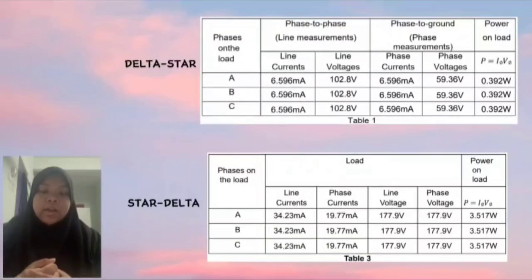Other than that, we can see that delta star connection has a neutral on the star side, but for star delta connection, we can see there is no neutral on the delta side. The delta star is used when you want to step down voltage and supply lower power or need a neutral point for grounding. But star delta connection is used when you want to increase power capacity, typically for heavy loads like motors. So that is the difference we can see in the lab result.